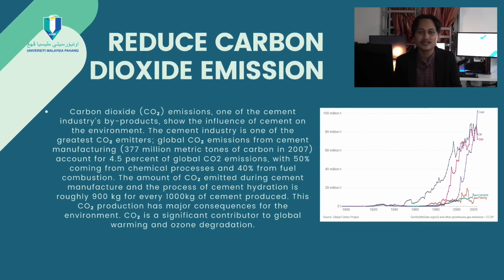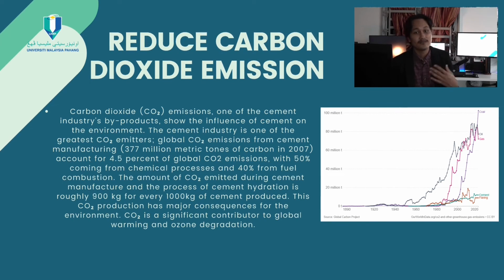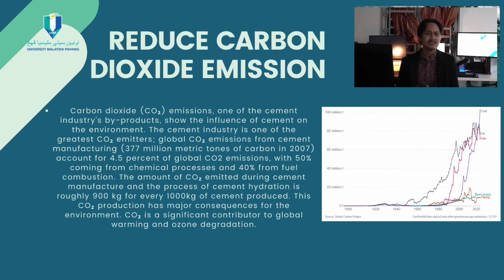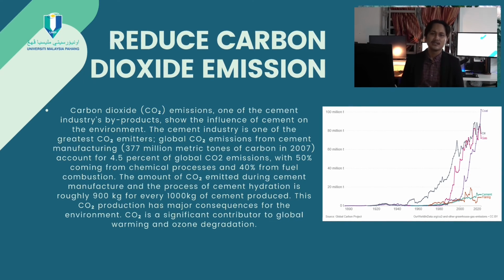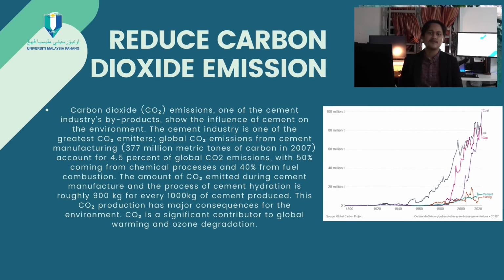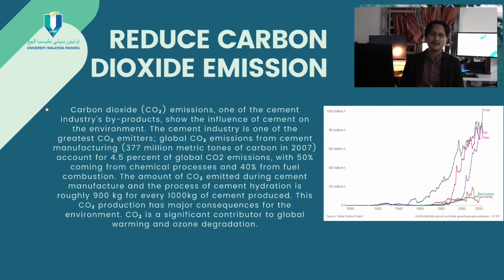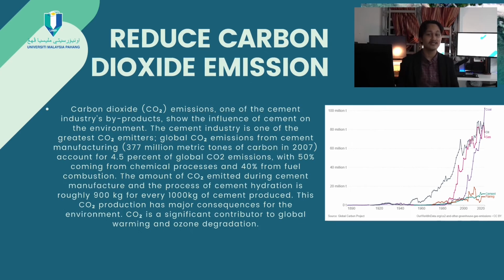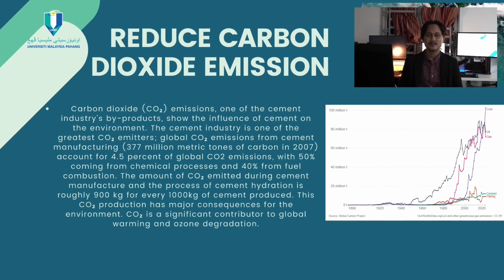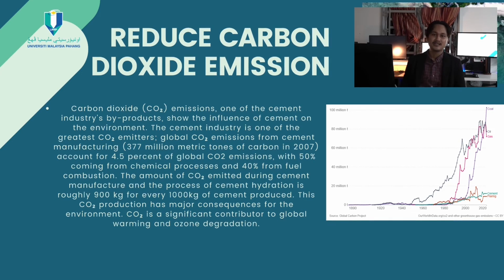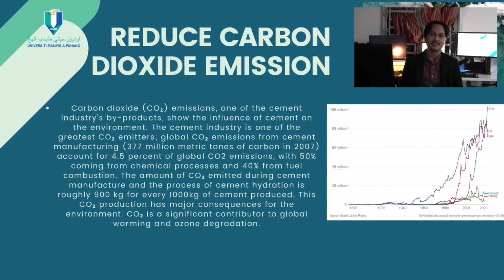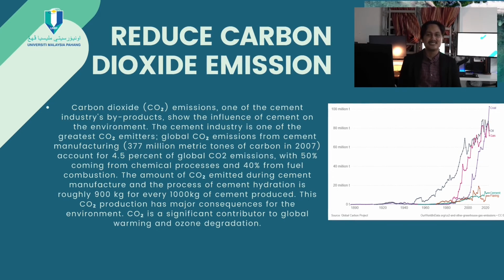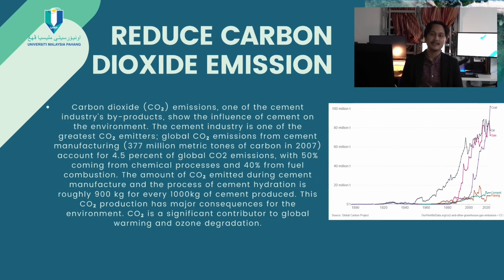Secondly, reduce the carbon dioxide emission. Carbon dioxide emission, one of the cement industry by-products, shows the influence of cement on the environment. The cement industry is one of the greatest carbon dioxide emitters. Global carbon dioxide emission from cement manufacturing accounts for 4.5% of global carbon dioxide emission, with 50% coming from the chemical process and 40% from fuel combustion. The amount of carbon dioxide emitted during cement manufacture and the process of cement hydration is roughly 900 kg for every 1000 kg of cement production. Carbon dioxide is a significant contributor to global warming and ozone depletion.